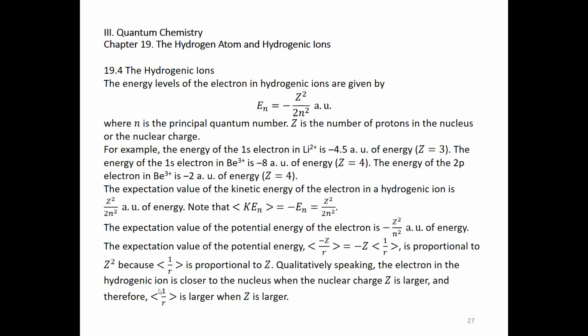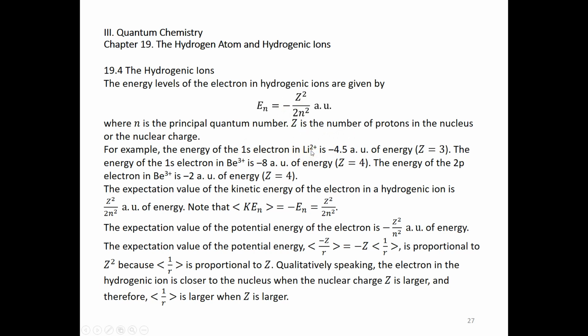In general, the energy levels of the electron in a hydrogenic ion are given by this equation. E sub n is equal to negative Z squared over 2n squared. Z is the number of protons in the nucleus, and n is the principal quantum number. For example, the energy of the 1s electron in lithium 2+ is negative 4.5. We just need to use negative 3 squared over 2 to get the energy of the 1s electron in lithium 2+.